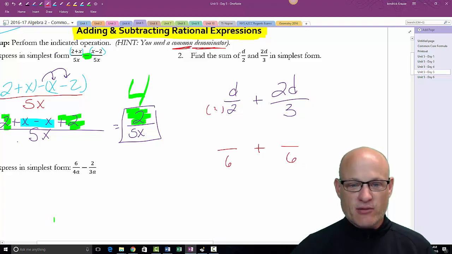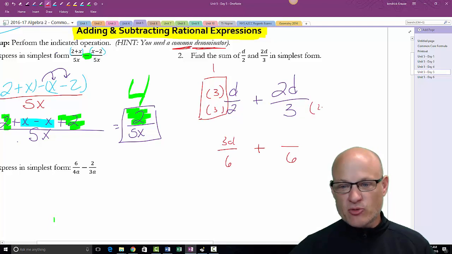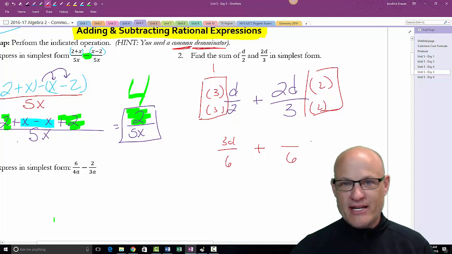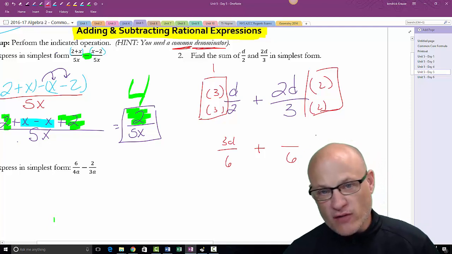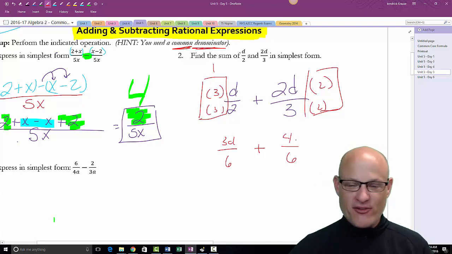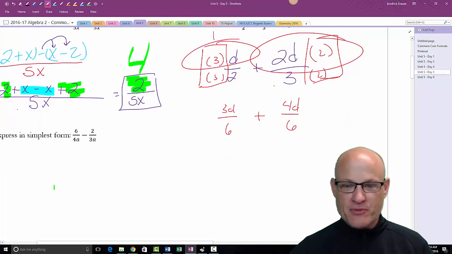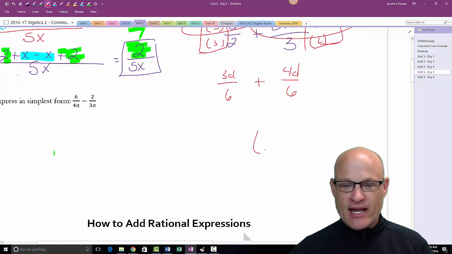Well, to make this a 6, I got to multiply by 3. So I got to multiply the numerator by 3, hence multiplying by 1. 3D. This one I got to multiply by 2, hence multiplying by 1. Really, we're just multiplying each fraction by 1, changing only the look of it, but still creating a fraction that is equivalent. Oh, Mr. Krause, I love when you talk math. It's amazing. So 4D. That makes 4D. That makes 3D. Now that they have a common denominator, I can add them up.